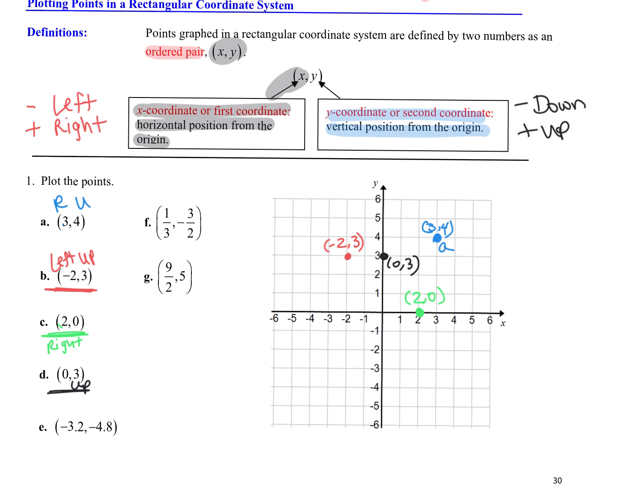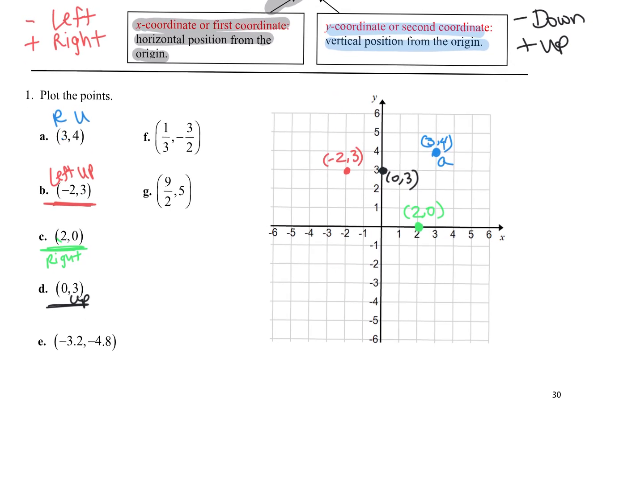Now we're going to get into some that are a little bit crazy. I just want you to know these do not have to be perfect because they are decimals. So just do your best, all right? So this negative 3.2 is going to be to the left, and negative 4.8 is going to be down. So I'm going to go a little past negative 3, and then I'm going to go down close to negative 5, but not quite. And so I would say about right there. Like I said, it does not have to be perfect. It's impossible to make it perfect because it is a decimal.